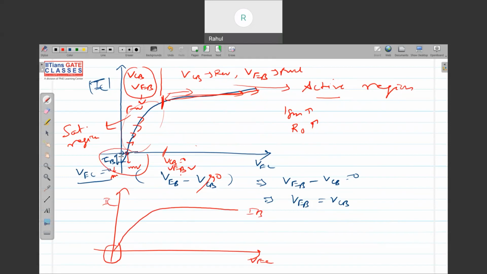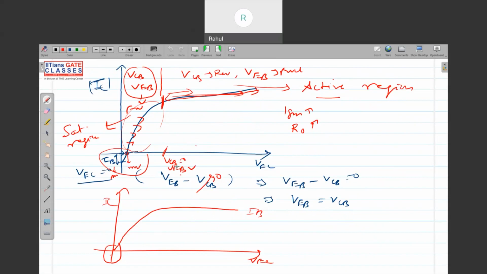In most books you can see this starting from 0, because microamperes and millivolts look like a few millivolts and a few microamperes, so it looks like it starts from 0 only, but in reality it happens like this. So this is my current voltage characteristic. With this I want to conclude this BJT chapter.